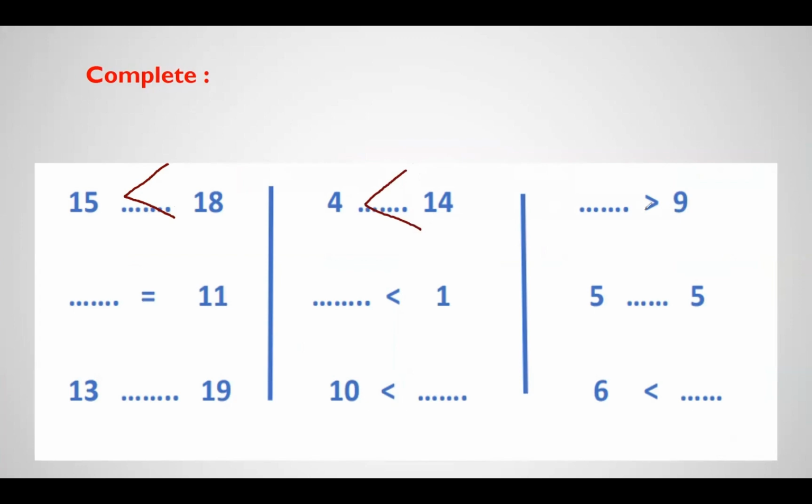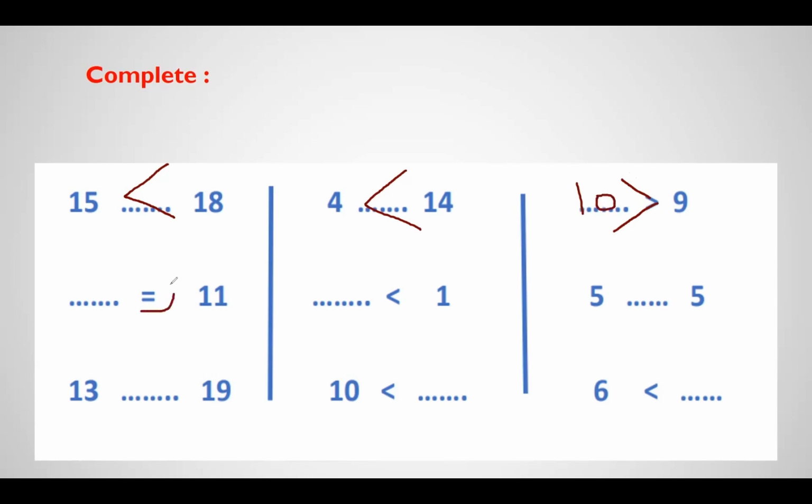Okay, here, he drew the mouth of the alligator looking at this side. So we need a big number or a small number to eat. If we are going to look here, it means that the mouth will eat this number. So this number must be big, bigger than 9. So choose any number that is bigger than 9. What bigger than 9? Yes, 10.